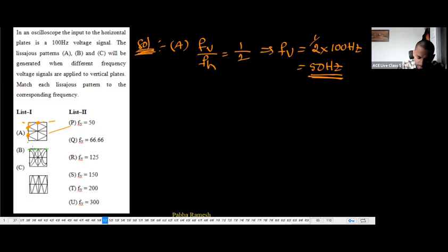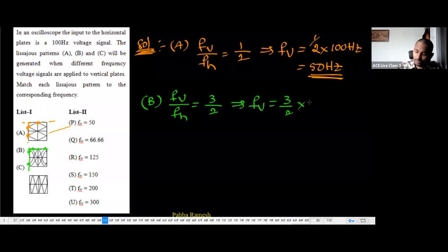If you draw like this, one horizontal, two horizontal, three horizontal. Vertically, one vertical, two vertical. So therefore, FV by FH is equal to, horizontal 3, vertical 2. So FV is equal to 3 by 2 into horizontal frequency, given as 100. What is the value? 150 hertz.